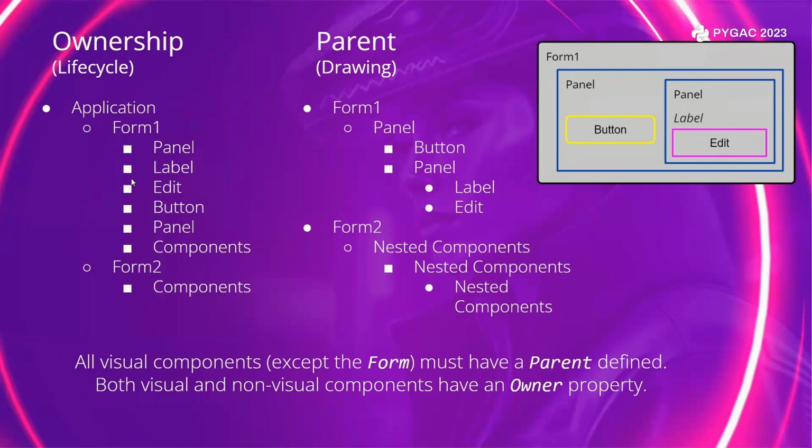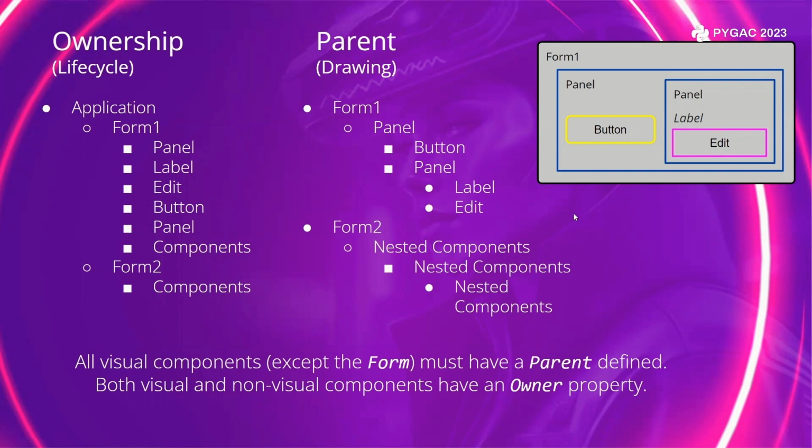But if you see the ownership itself, the application owns the form one, which is this, but all the other panel and button and edit and everything are owned by the form one itself. They are present as part of the form one itself. Then we can have another form which can have so many other components. So this is the ownership part, and this is the parent part, which concerns the drawing.